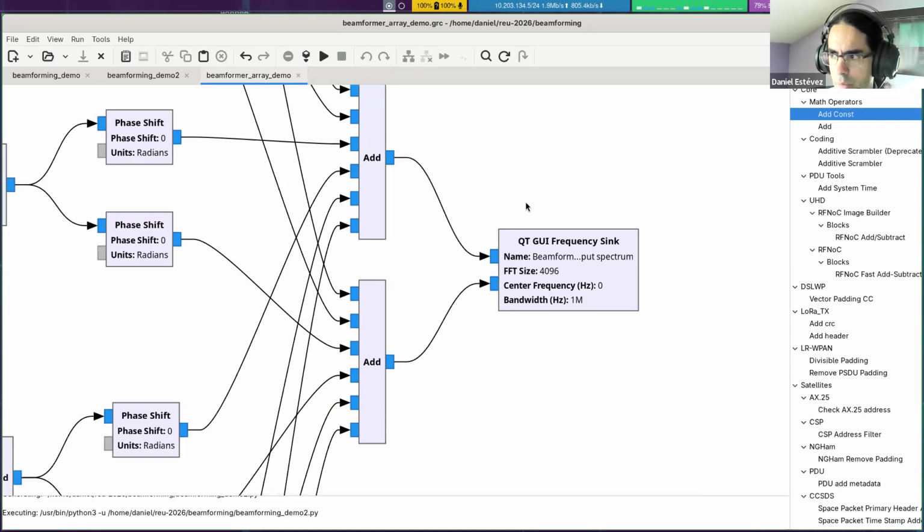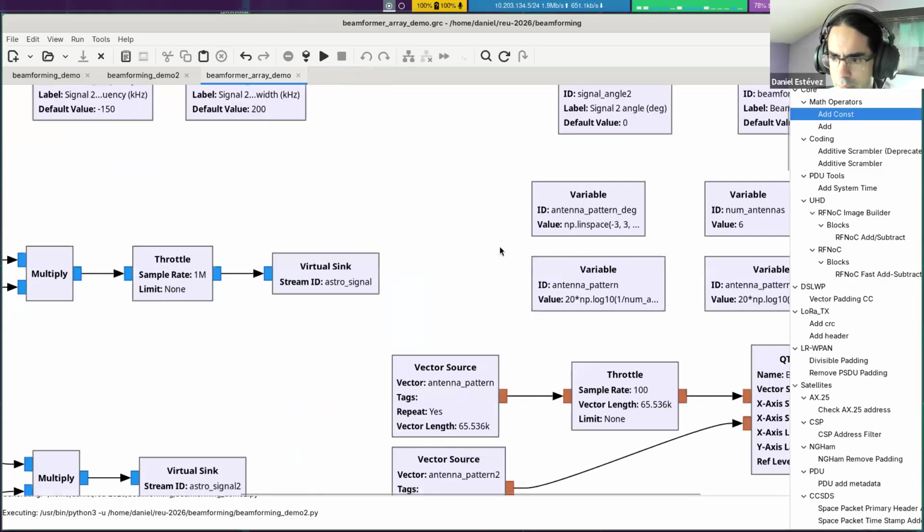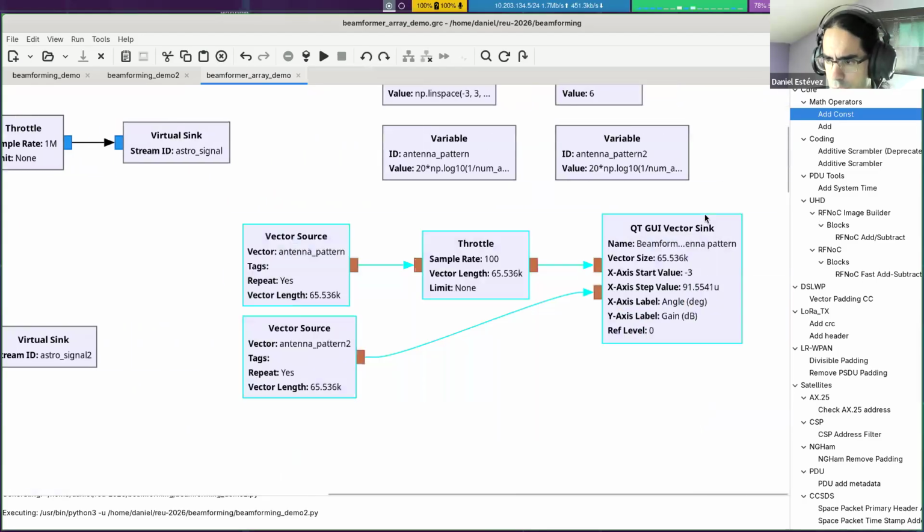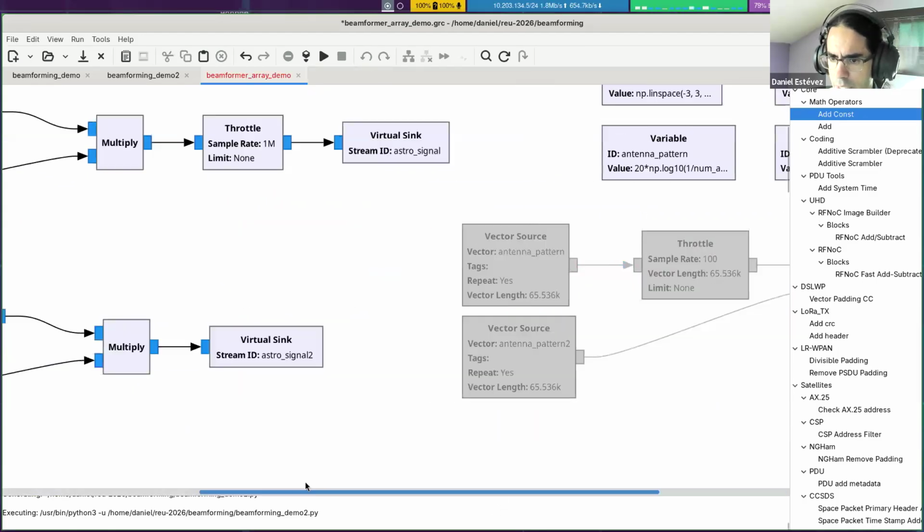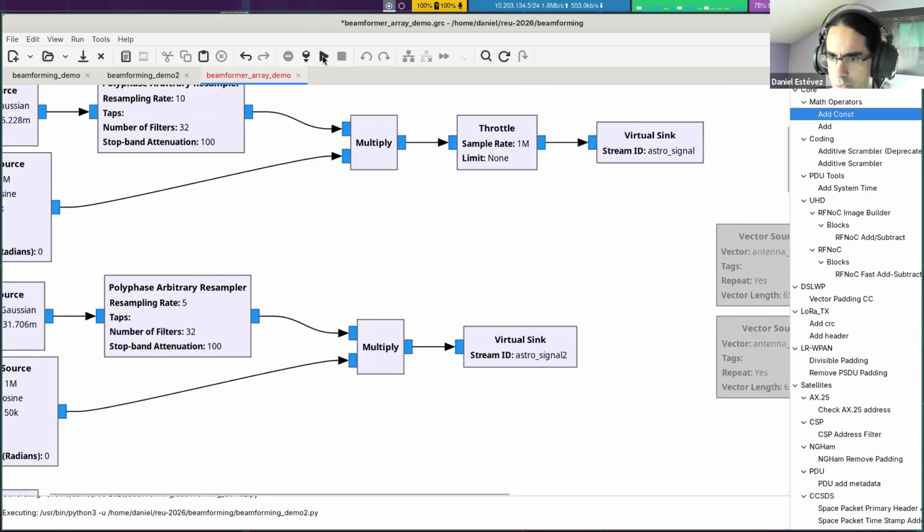Before I run this demo, any questions? Maybe I'm going to disable these for a second so that I can get back to it and it looks more surprising.